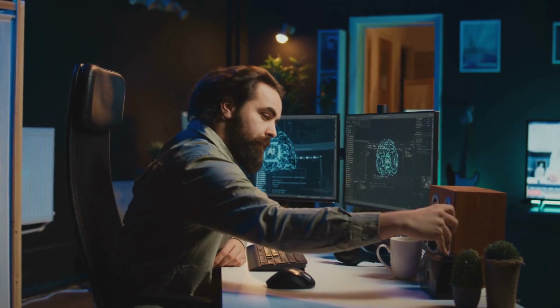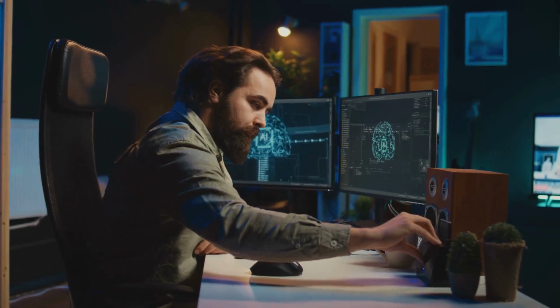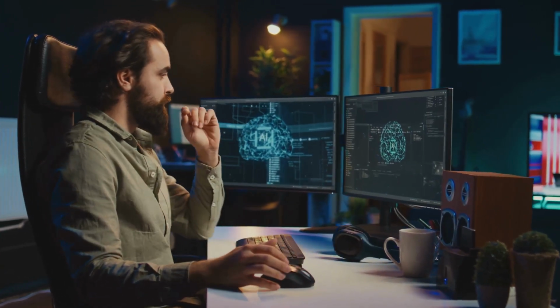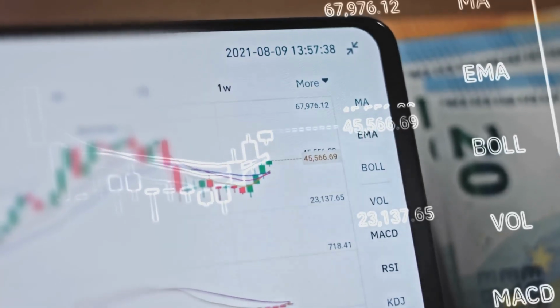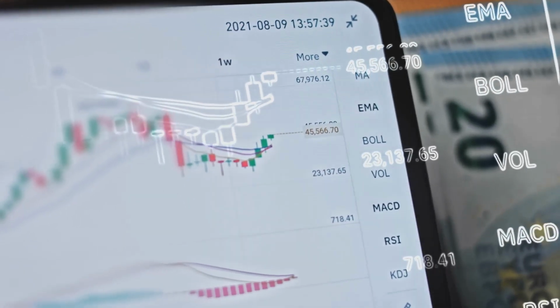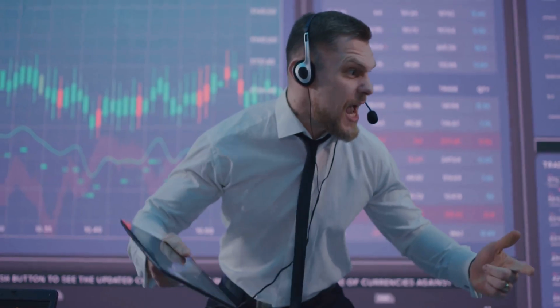Next, you install the special expert advisor provided by the connector service onto your MT5 platform. You attach this EA to the chart of the currency pair or asset you want to trade, for example, EUR/USD. This EA is now waiting for instructions.